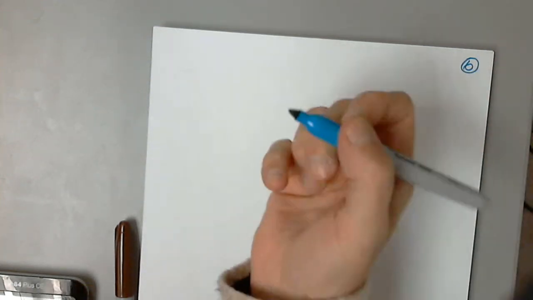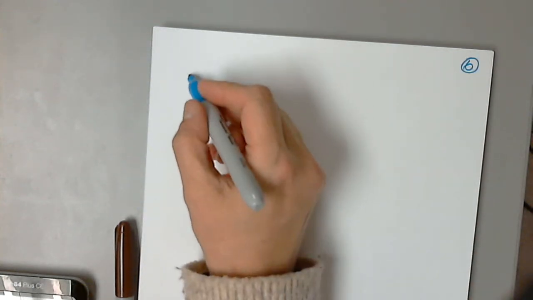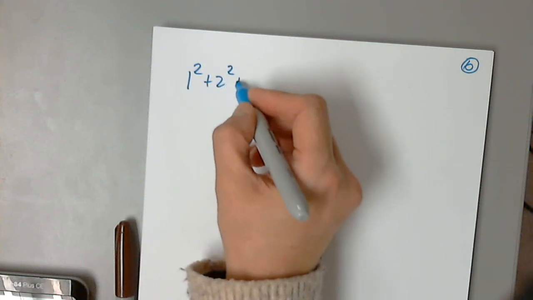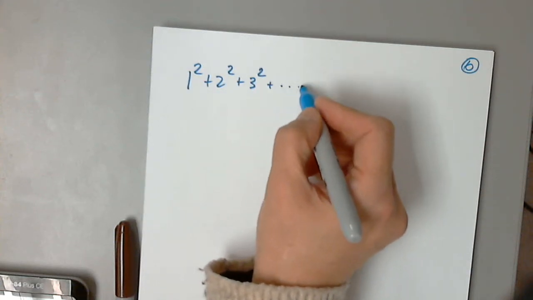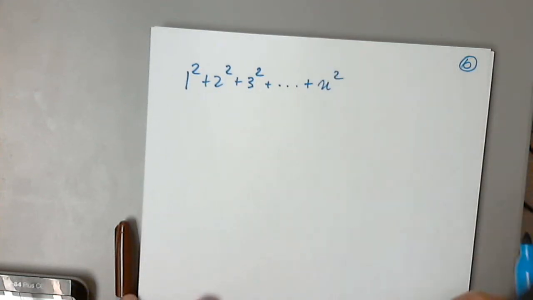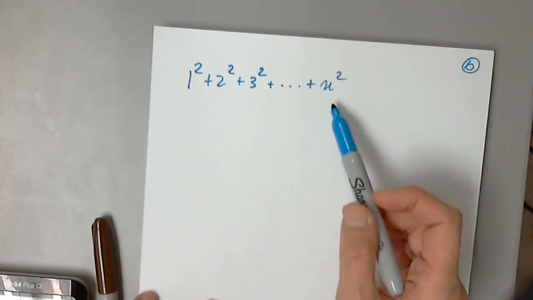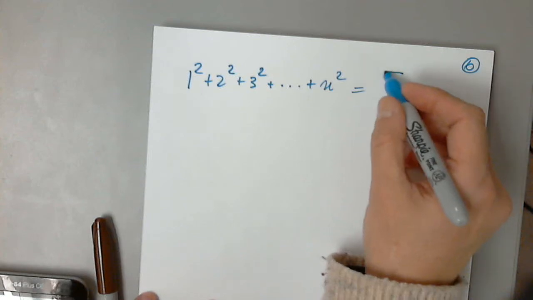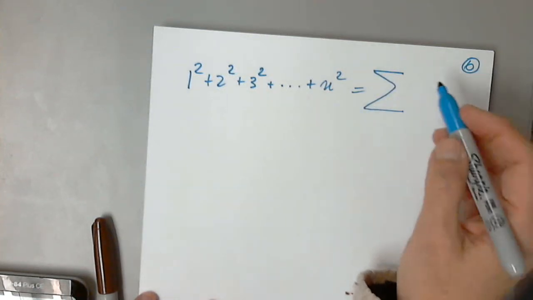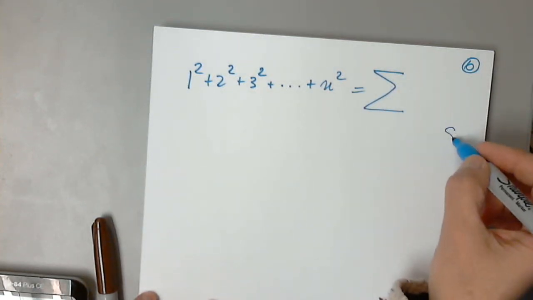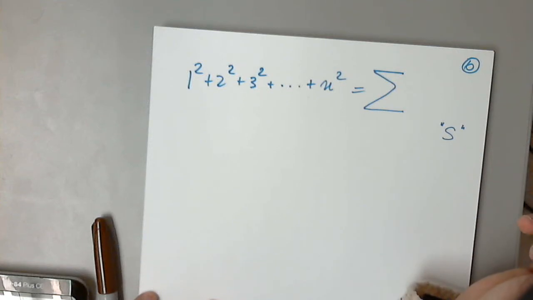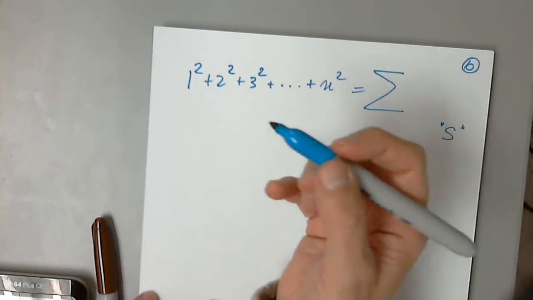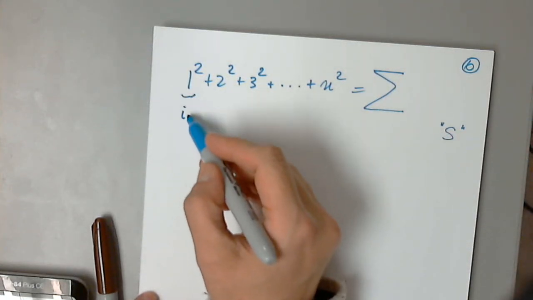So it came about when we wrote something like 1 squared plus 2 squared plus 3 squared plus dot dot dot plus n squared. Well, we don't really like this notation. It's too long. It's a lot of writing. So we can condense this notation using this symbol, which is the Greek letter S, saying, okay, so this is the first term, so i is 1.